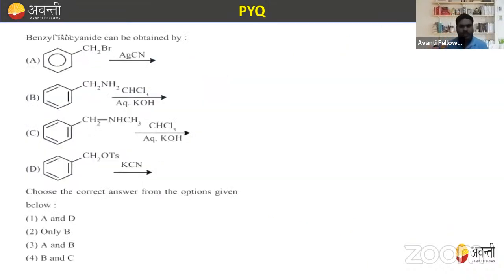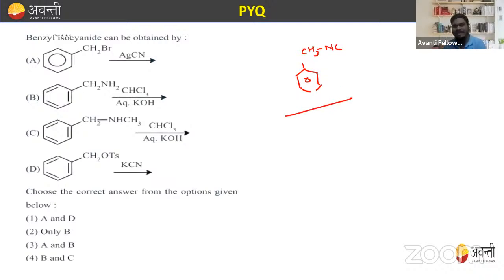Now, when can benzyl isocyanide be obtained? How will you obtain benzyl isocyanide? If you want to obtain benzyl isocyanide, that is CH2NC, then out of these four options, which option would you choose? Benzyl isocyanide is what you want to prepare, so out of these four, by which option will you prepare it?